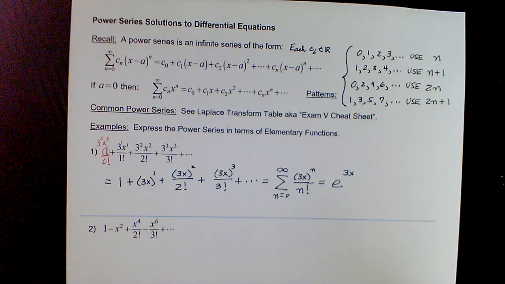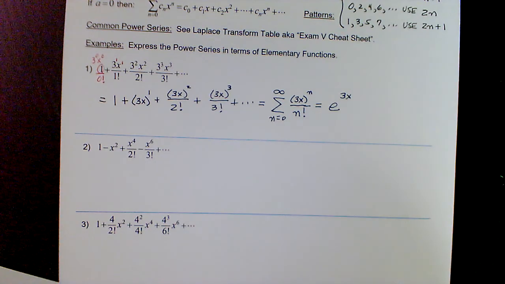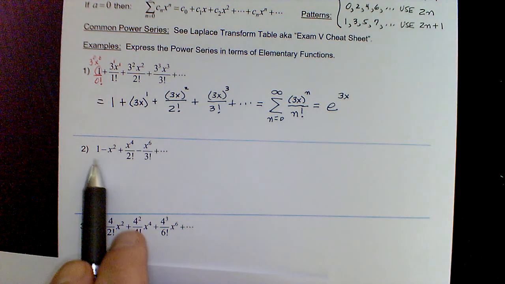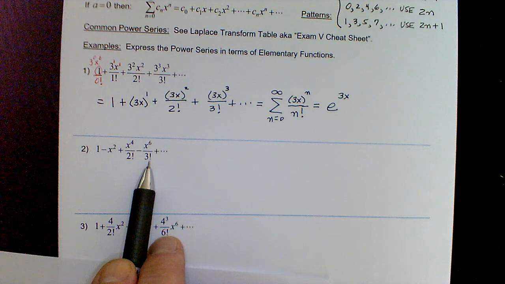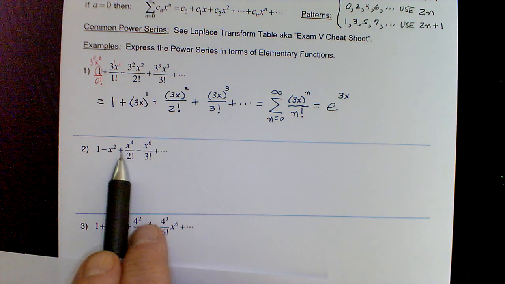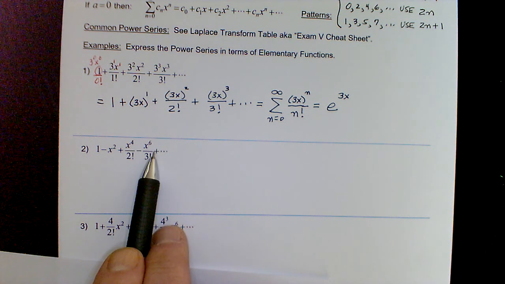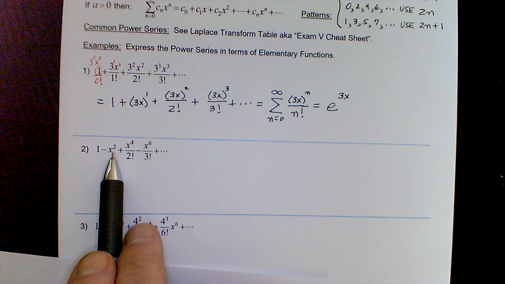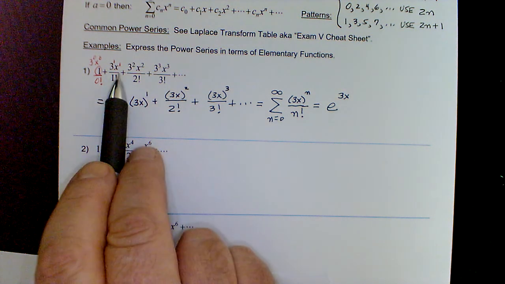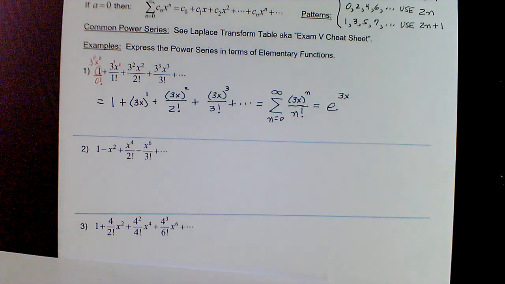Okay, so then the next one. Kind of interesting here. We get the same situation in terms of the factorials in the denominator, but they alternate. Plus, minus, etc. And the powers are also 2, 4, 6 instead of 1, 2, 3.